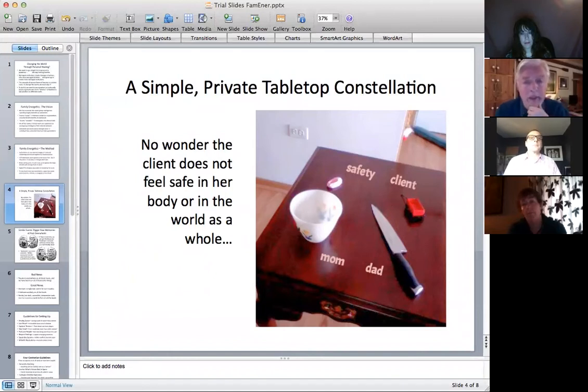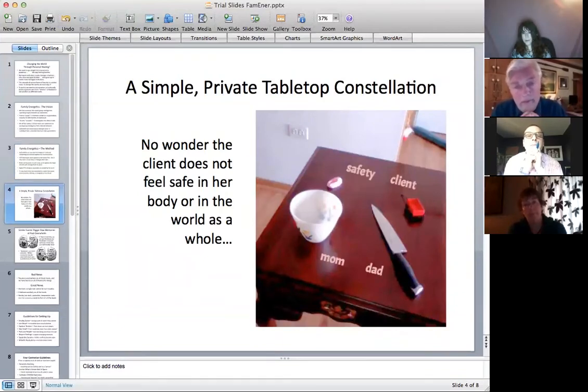This is a young woman who does not feel safe in the world at all and wants to feel safe. Her goal is safety. I asked her to intuitively, without thinking about it too much, pick something to represent mom, something to represent dad, something to represent herself, and something to represent safety. And this is what came out. First shot out of the bag.